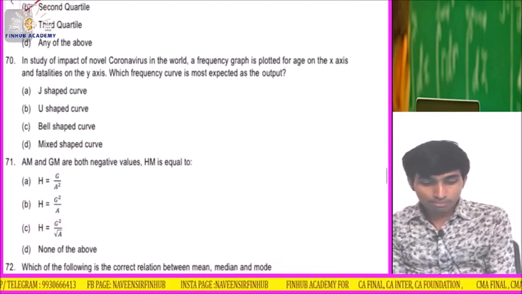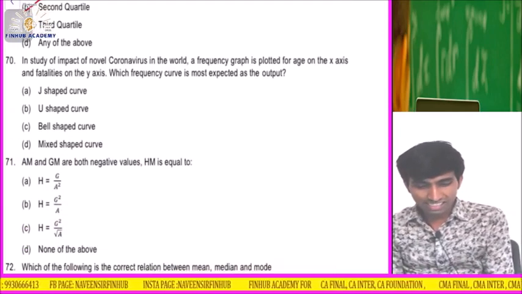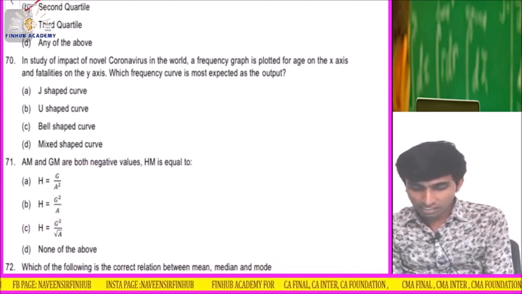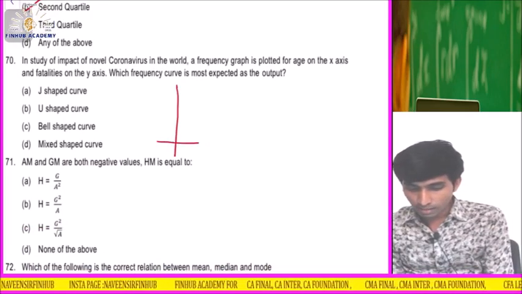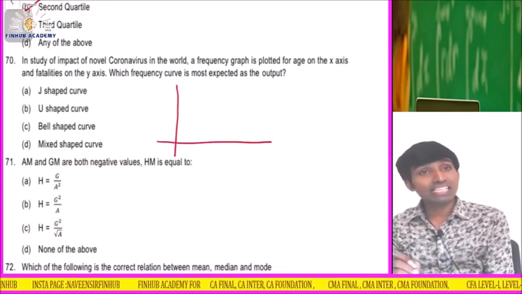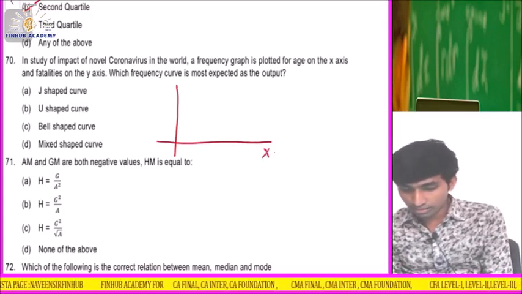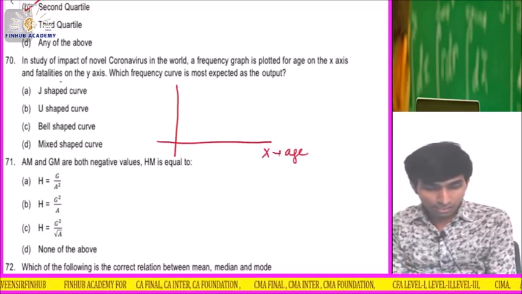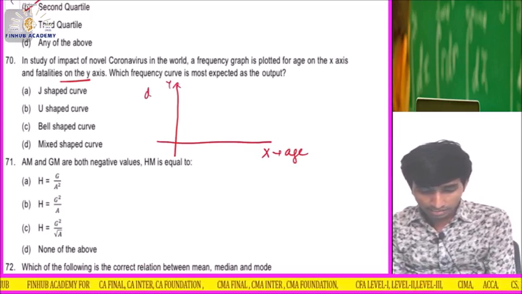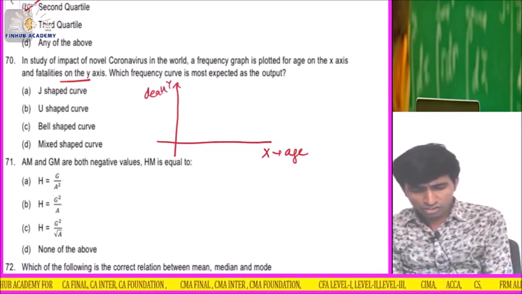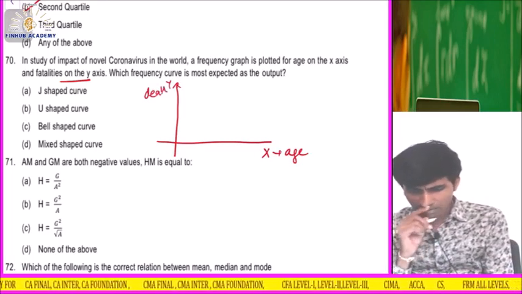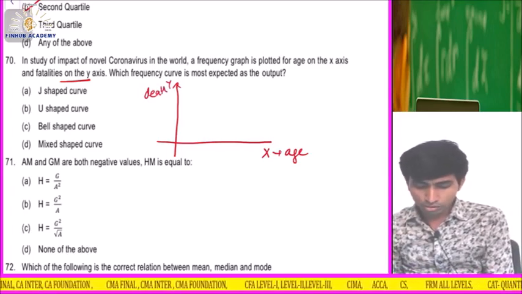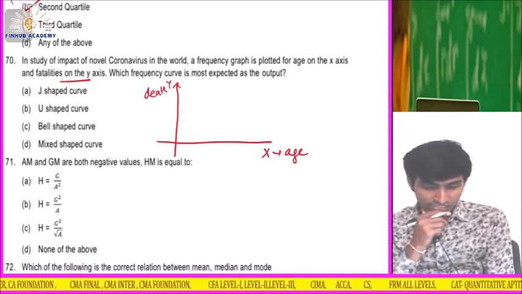In a study of the impact of the novel coronavirus in the world, a frequency graph is plotted with age on the x-axis and fatality, that is, death, on the y-axis. Which frequency curve is most expected as output? J-shaped, U-shaped?